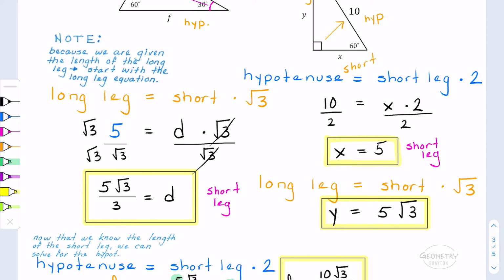Throughout this note sheet, we learned about two different triangles. We learned about a 45-45-90 and a 30-60-90 triangle. Each of them has their own set of equations or formulas to use, so make sure you clearly identify which triangle you're working with and you clearly identify the correct formulas.